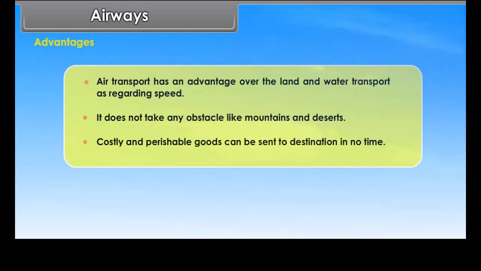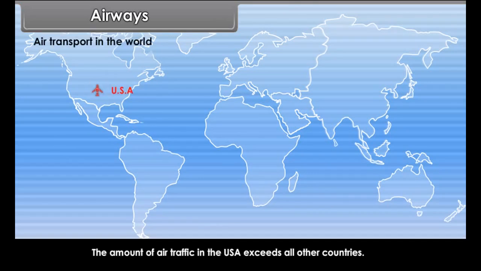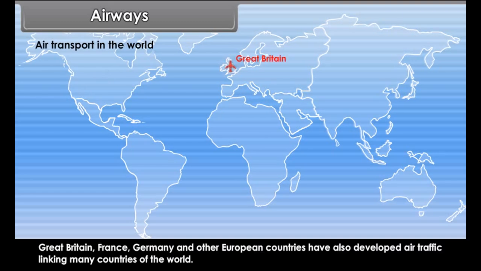Airways. Advantages. Air transport has an advantage over the land and water transport as regarding speed. It does not take any obstacle like mountains and deserts. Costly and perishable goods can be sent to destination in no time.